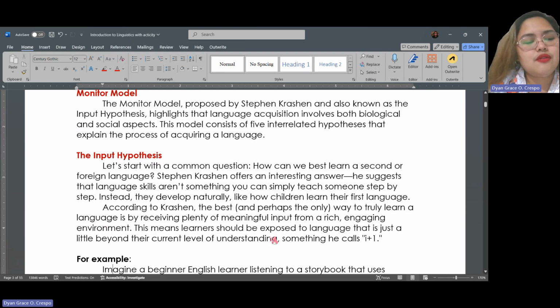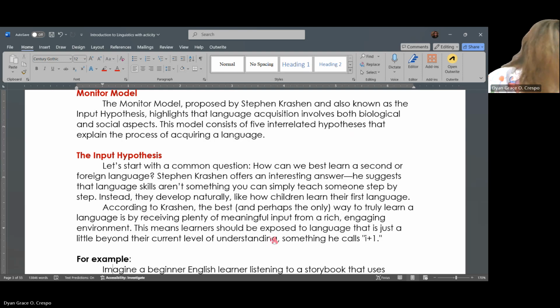So according to Stephen Krashen, uh, let us, sorry, hindi ba ako nang gamit? Ito lang, tama naman, okay.